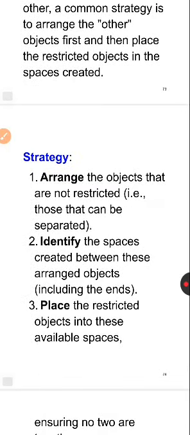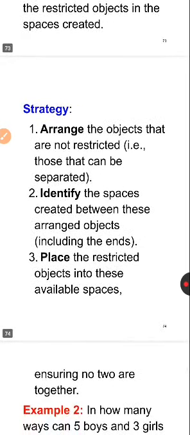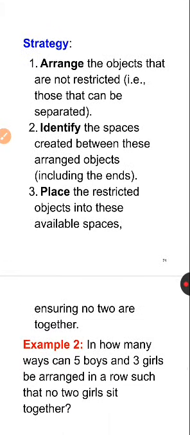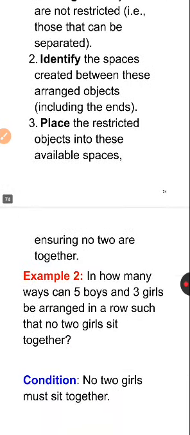So the first strategy is that one, you arrange the objects that are not restricted, those that can be separated. Then two, identify the spaces created between these arranged objects, including the ends. Then three, you place the restricted objects into these available spaces, ensuring no two are together. So this is very simple.